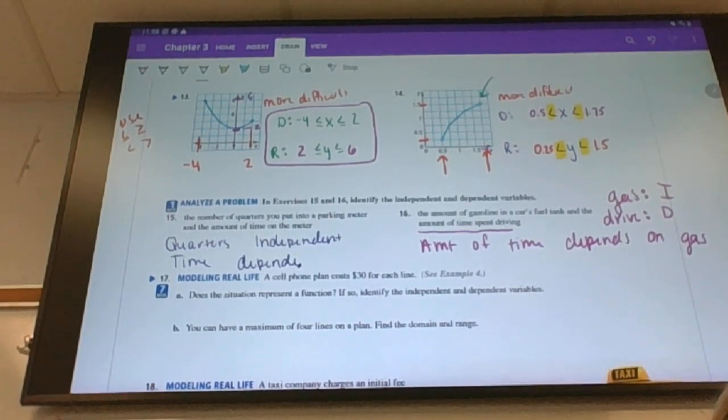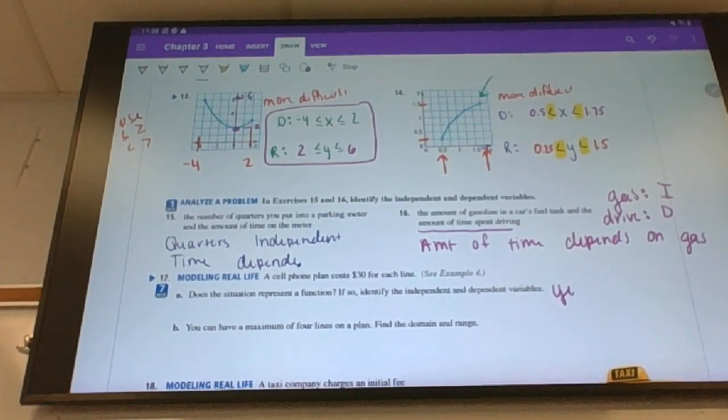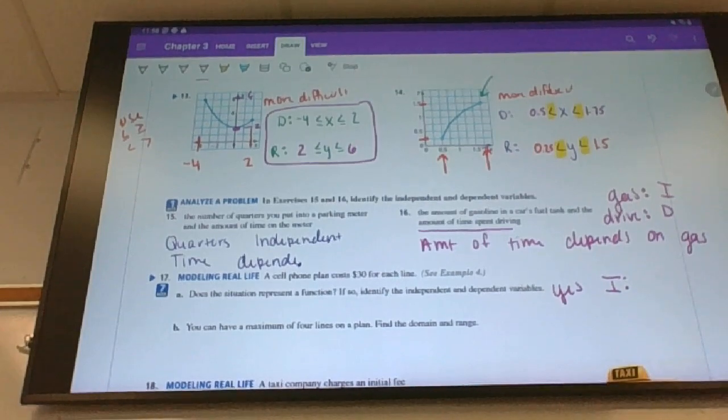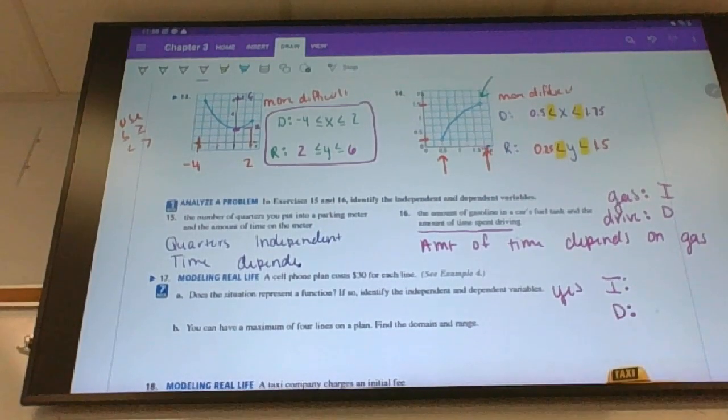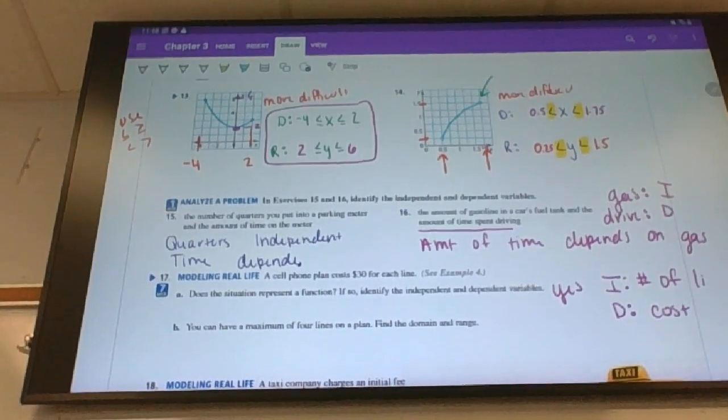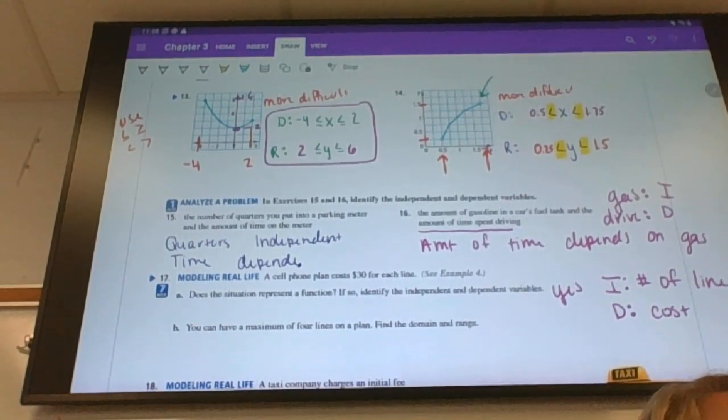A cell phone plan costs $30 for each line. Yeah, that's a function. Yes. The independent variable here is the number of lines, and the cost depends on the number of phone lines. The number of lines is independent and the cost depends on how many phone lines you do.